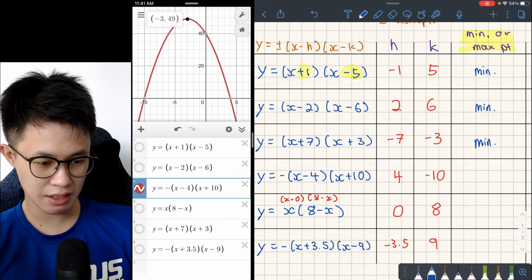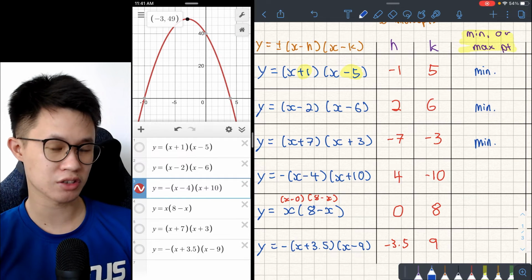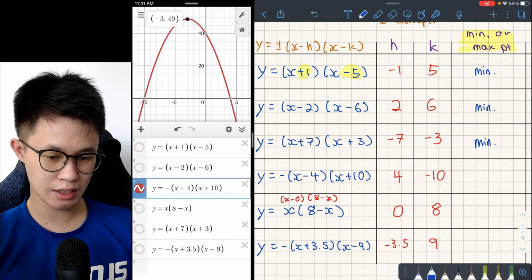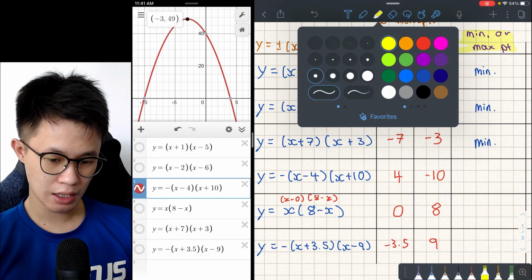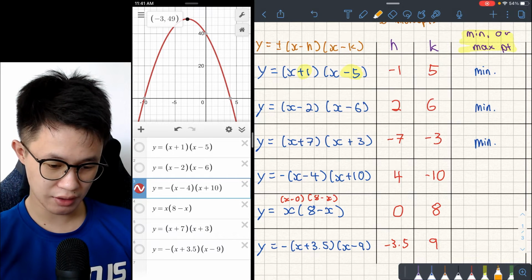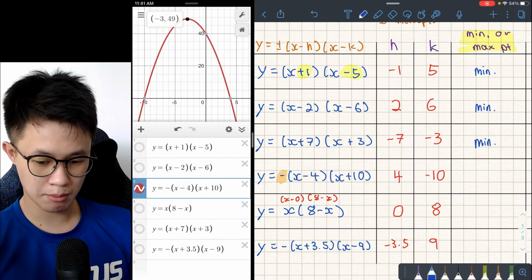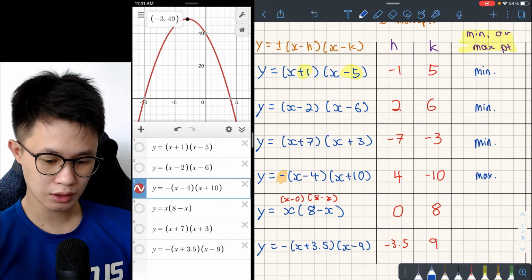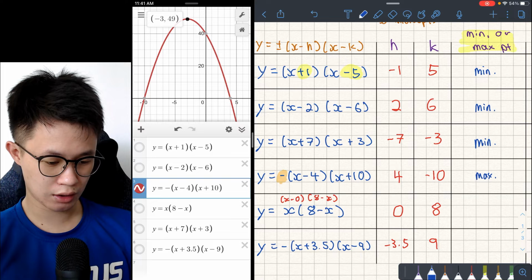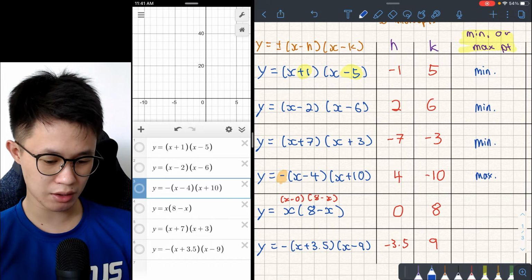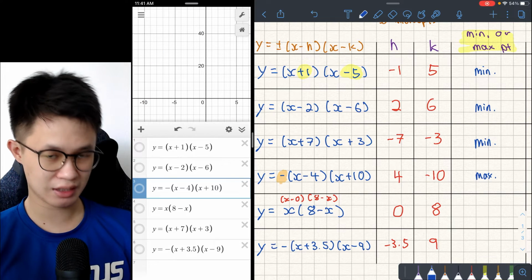So maximum point means this is the highest point it goes on the graph. Okay, so that is given when you see a negative sign in front right here. So this is maximum.